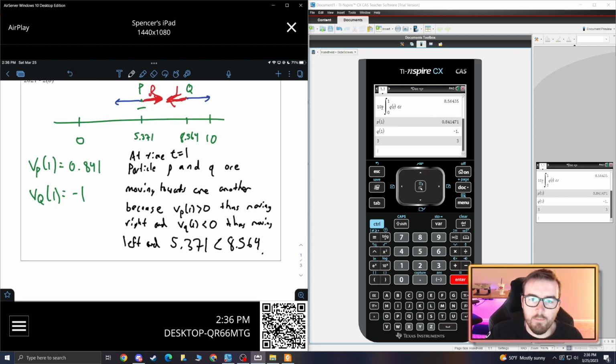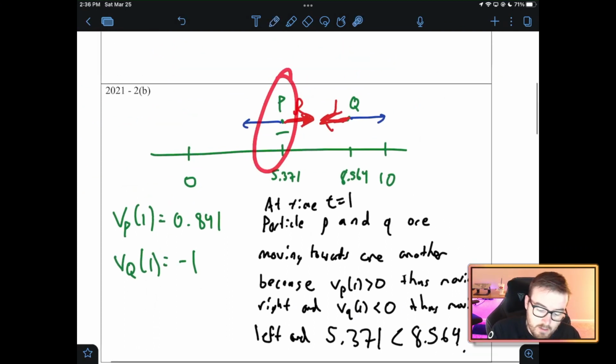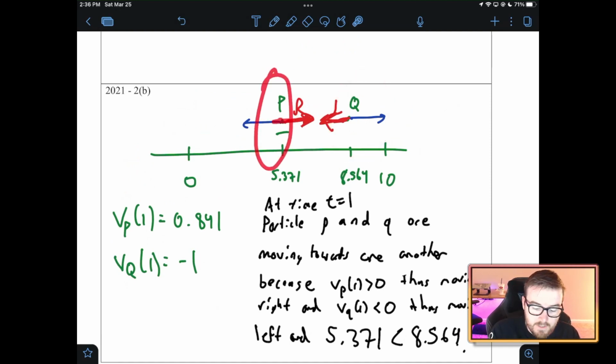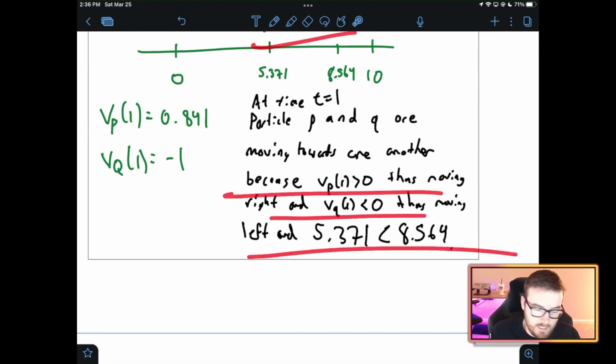Sorry, that was clunky, but I'm trying to be precise, right? What am I trying to tell my grader? I need to tell my grader that P's over here. Let me not use my hands and let me just circle. P's over here on the left, Q's over here on the right. So because P's on the left and moving right, and because Q's on the right and moving left, they're coming towards each other. That's what I'm saying.